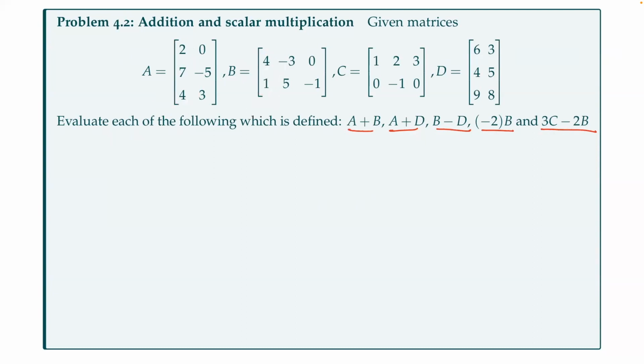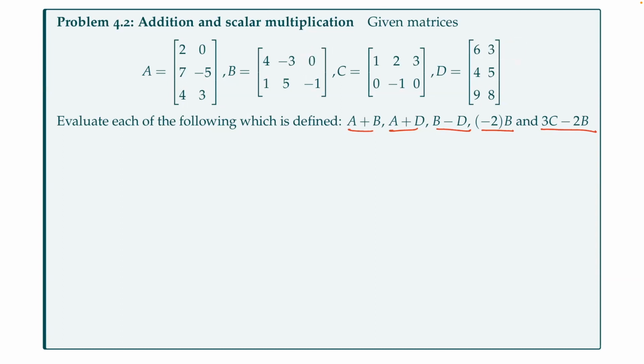A plus D, defined or undefined? Defined, yeah, they've got the same dimensions. B minus D, they're not defined, right? Because if we want to, say, add this element here from B to an element from D, there's nothing here. So it's undefined.